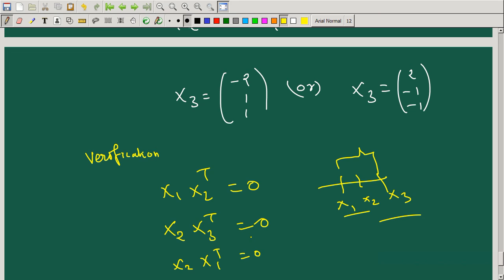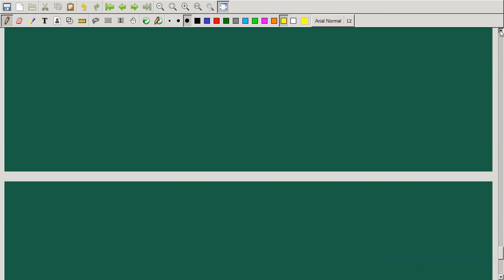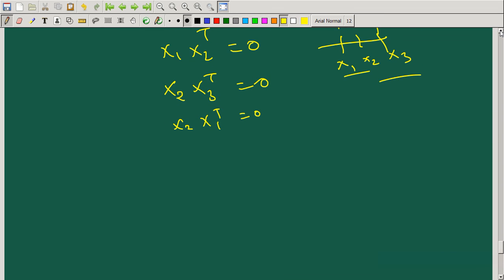From an exam point of view, first identify whether the matrix is symmetric or non-symmetric. Try to solve symmetric matrices, because only for symmetric matrices do we have a verification rule. If x1 into x2 transpose equals 0, we can do the verification. Can we try one verification? What is the value of x1?